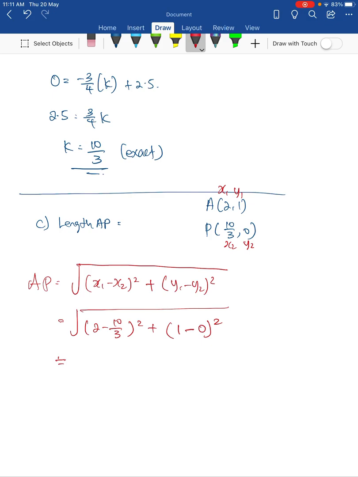So 2 minus 10 over 3, and you square it, plus 1 square, which is 1. Basically it's the square root of 25 over 9, and when we take the square root, it gives us 5 over 3. That will be the exact value for the length. So there you go, all the questions for quiz 2.